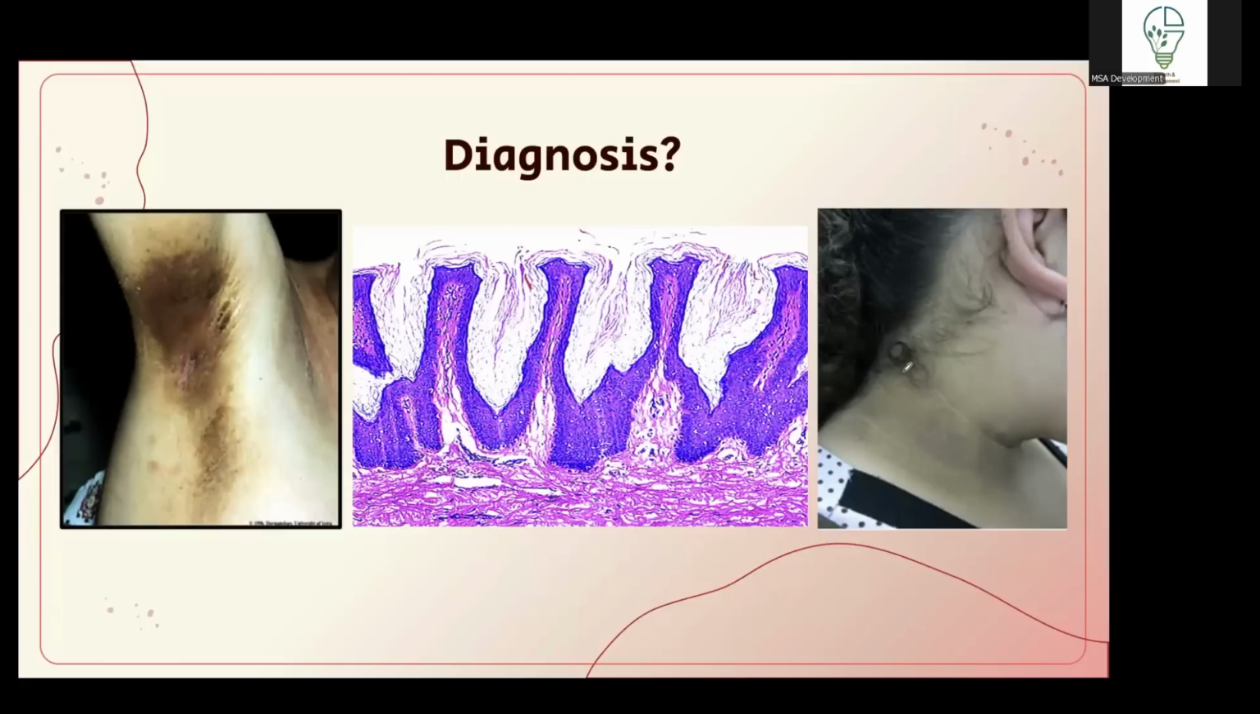This is acanthosis nigricans. What's happening in this? Just describe to me the lesion quickly. What do we call this lesion? Hills and valleys. Good. These are the hills. These are the valleys going down. Okay. This is acanthosis nigricans in a nutshell. Again, it's associated with insulin resistance.